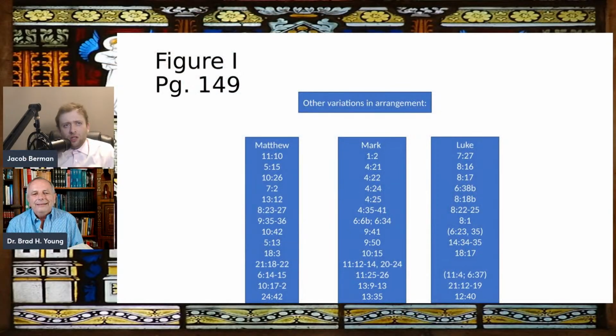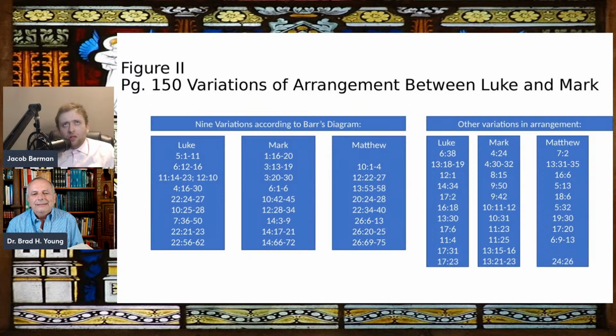Let's take a look at the next slide. In figure 150, you show variations of arrangement between Luke and Mark. What is the significance of this?